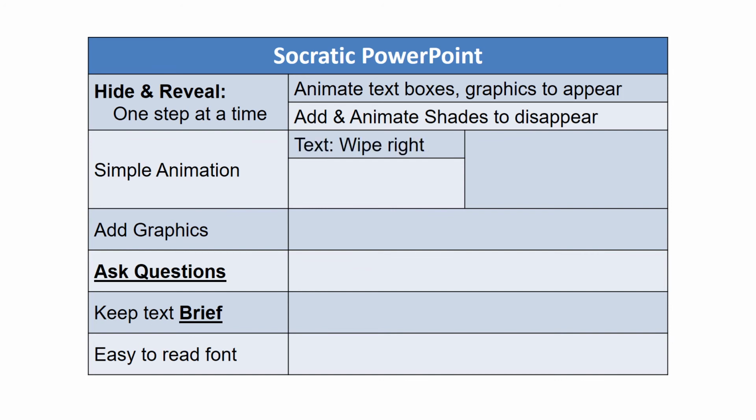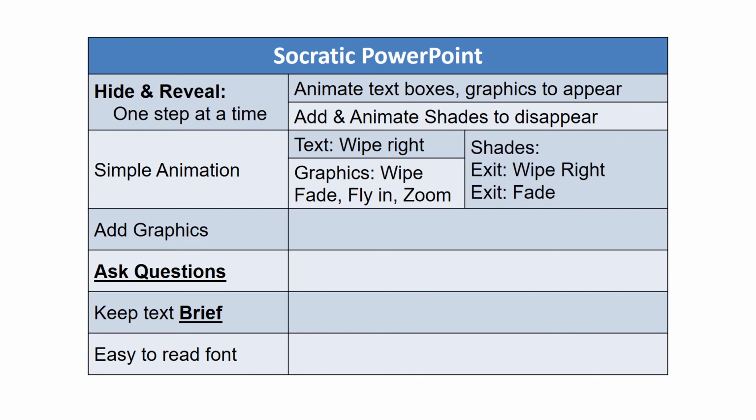I don't use a lot of gimmicky animation. Keep it simple. Mostly I use wipe right, because that's how we read. Sometimes for graphics I'll either wipe them, or I'll fade them in, fly them in, maybe do something a little fancier, perhaps zoom. I use a lot of shades. I keep information hidden, and I have the shade which is hiding the information exit by wiping it right or fading it out.